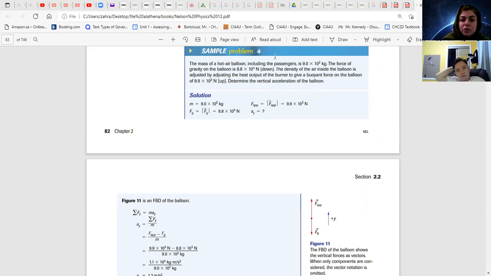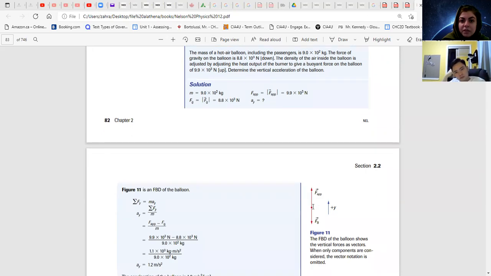So you just need to draw the FBD, all forces. You have a force of gravity, and you have a force that pushes your balloon up, right? So since there is an acceleration, the net force is not going to be zero anymore. So the total force is equal to ma, right? The applied force is positive minus the force of gravity is equal to ma.